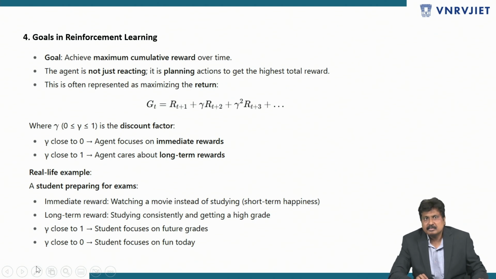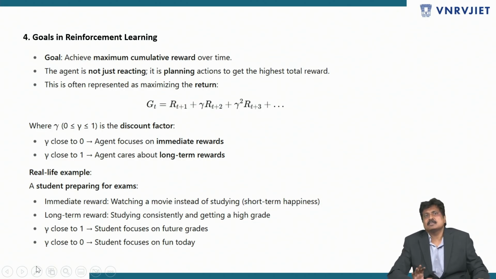Goals in reinforcement learning. The main goal is achieving the maximum cumulative reward over time. The agent is not just reacting, it is planning actions to get the highest total reward.